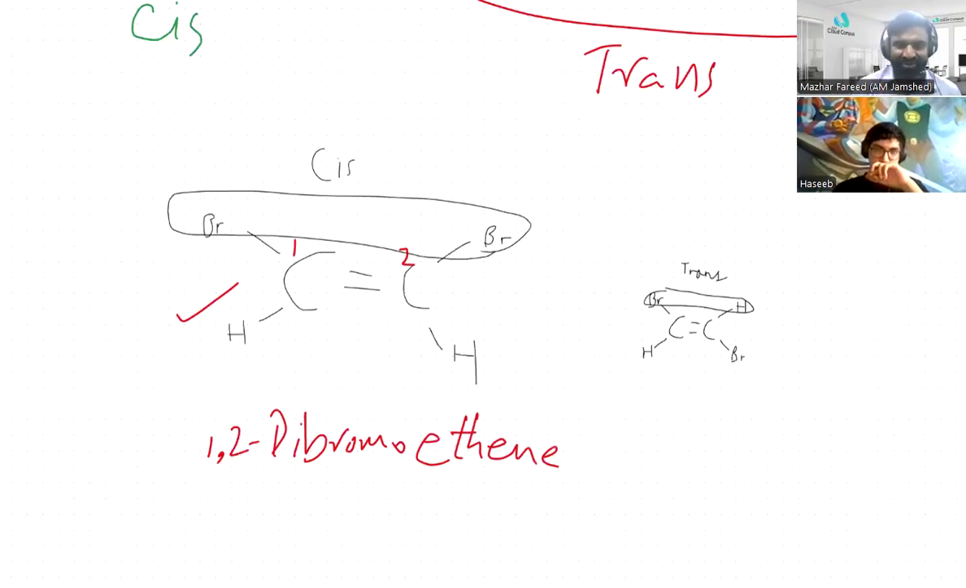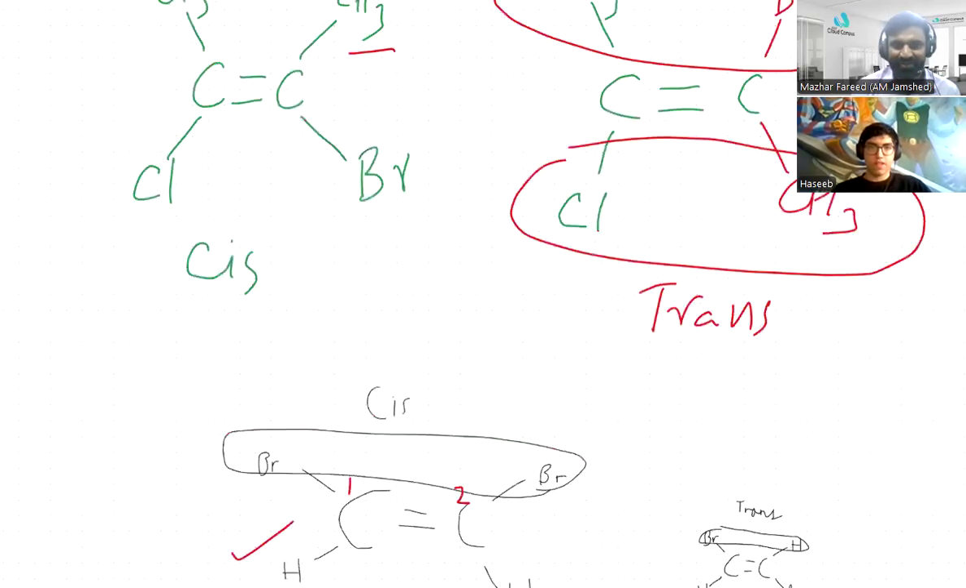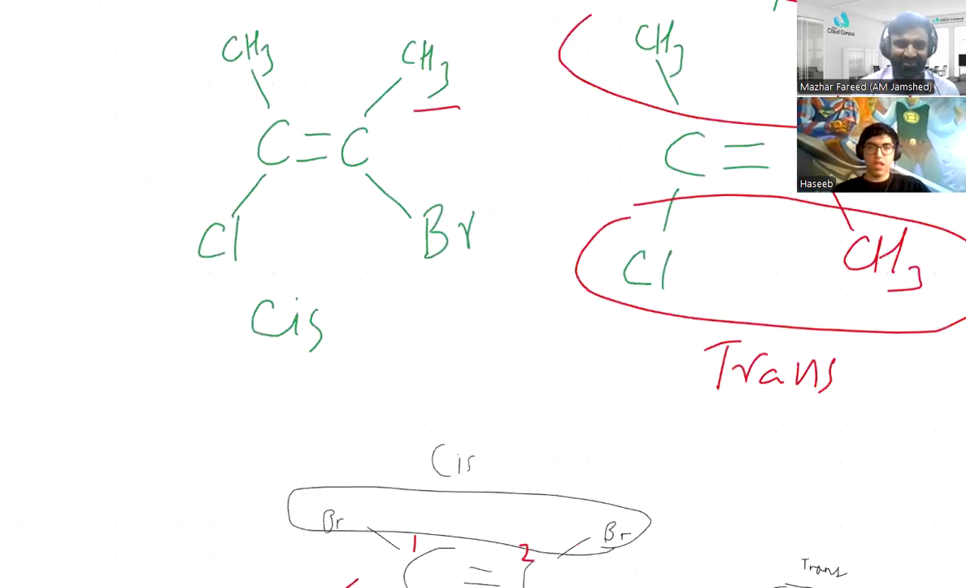Okay. So you can also give names of different compounds that were explained earlier, like this. What will be the name of this? You have to write the name of this. Okay. Let me do it more. This one is one. This one is two.